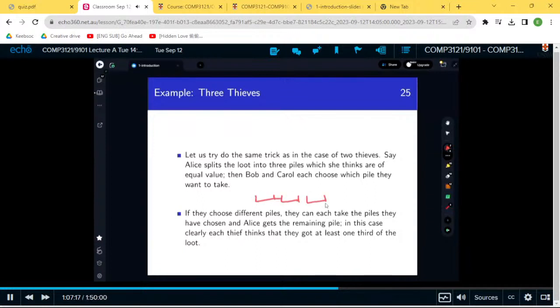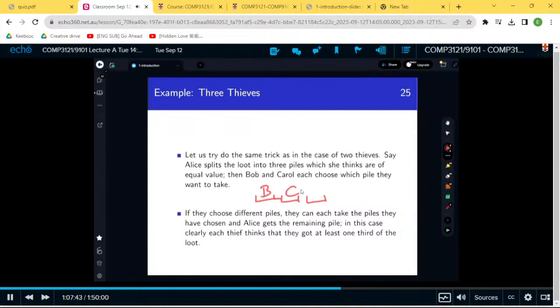Now we ask Bob what Bob's most valuable pile is. Maybe it's the first one. We ask Carol what their most valuable pile is. I'm not sure whether Carol is male or female, or what Carol's pronouns are. So Carol might choose the second pile. So that's Carol's most valuable pile.